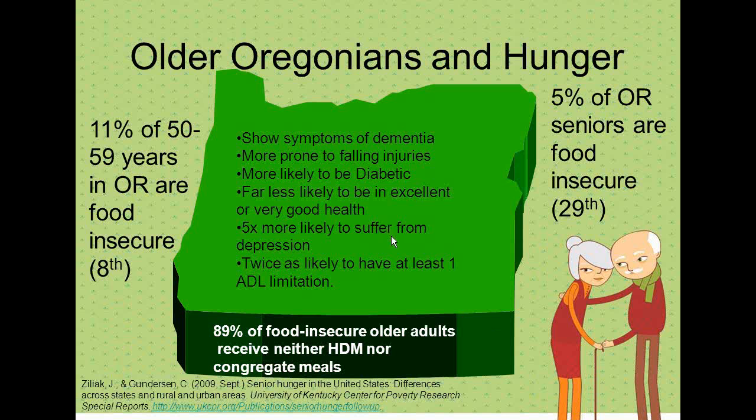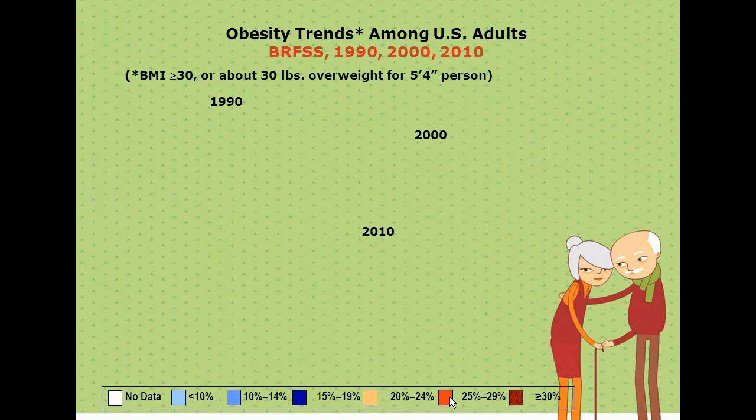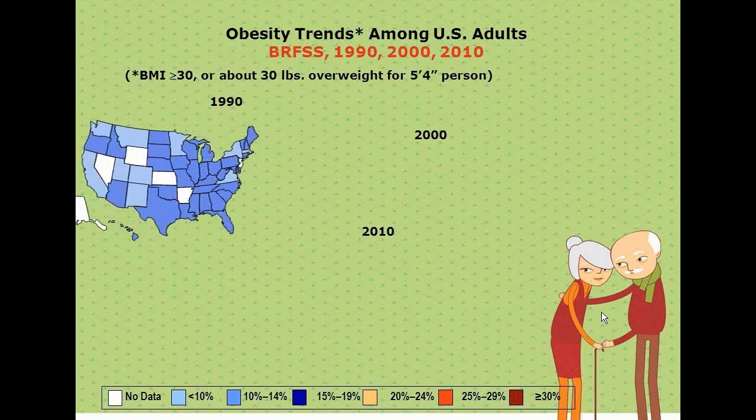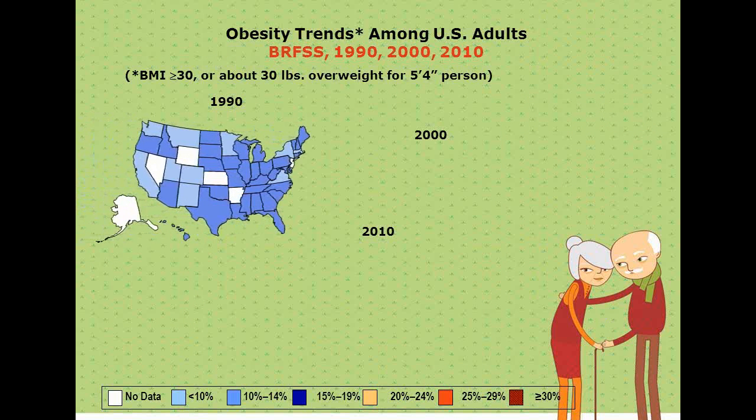There we go. Okay, also 5% of Oregon seniors are food insecure. So not just the 50 to 59, but from that age of officially 60 through death. What we are going to look at here is a nationwide look, and the other major public health concern that afflicts our nation right now is the ballooning, and there's no pun intended, rise in obesity over the last 20 years.